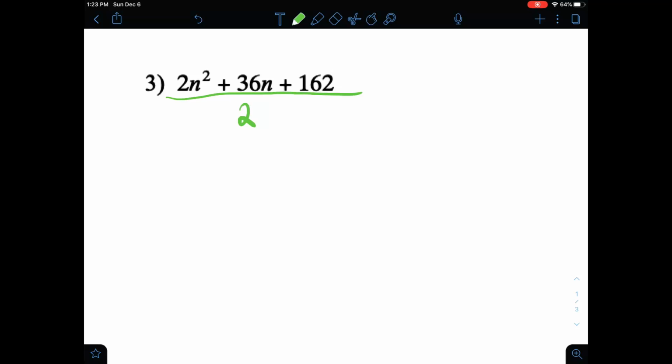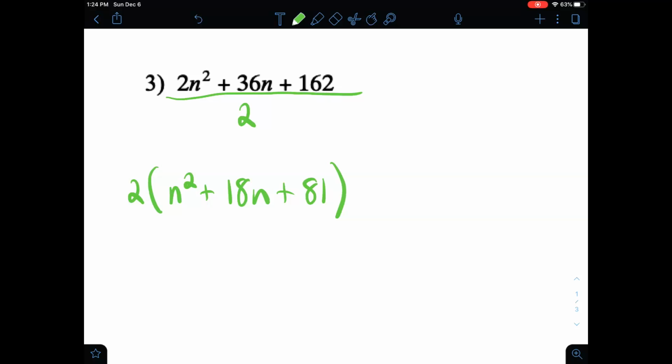Okay, and this one doesn't have an n over here, so we actually can't pull out an n, all right? So the biggest number that goes into 2, 36, and 162 is 2, so we can at least pull a 2 out in front, so let's do that. 2n squared divided by 2 is going to be n squared. 36n divided by 2 is going to be 18n. And 162 divided by 2 is going to be 81. So we pull out a GCF.